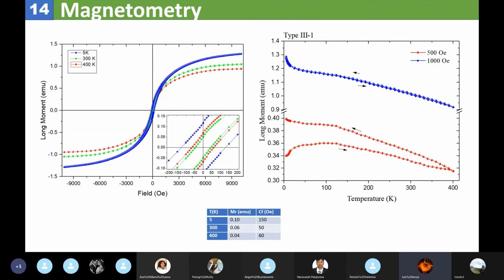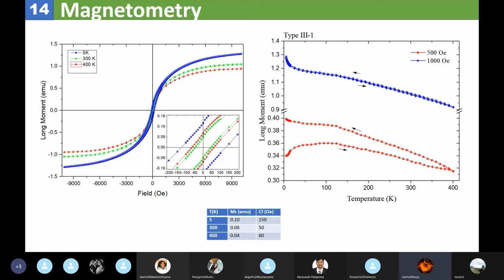Okay, and the other technique is magnetometry. In the left bar we have the hysteresis and the magnetization in the right bar. In this case we measured at temperatures of 5 kelvins, 300 kelvins, and 400 kelvins. At first sight we can see that this behavior is like a superparamagnetic behavior, but not for sure, because there are a lot of contributions from the different compounds.